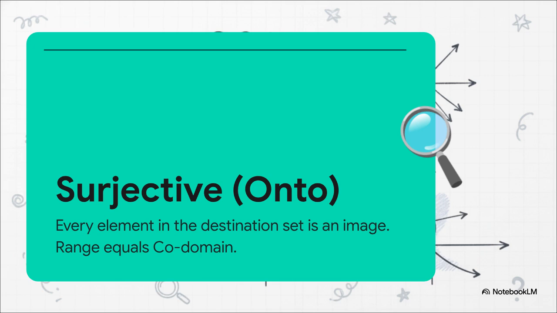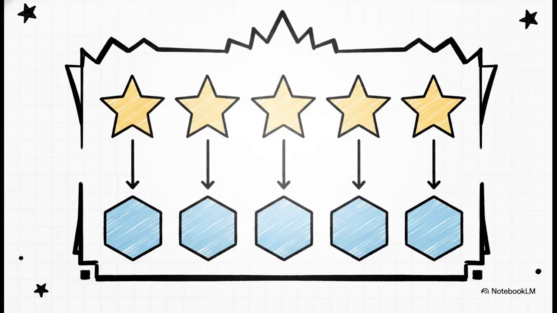Absolutely nothing is wasted. And this brings us to the absolute pinnacle of function mapping. When a function manages to be both perfectly exclusive, meaning one-to-one, and leaves no output unused, meaning onto, at the exact same time, it earns the ultimate title, bijective. It's a flawless pairing between two sets where every element has exactly one partner and literally no one is left out.